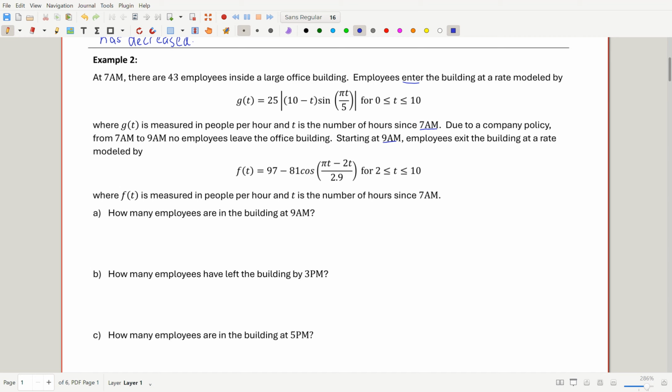Okay, so we want to know the total number of people in the building at 9 a.m. So what we have to do in a problem like that is take the 43 that were already there and add however many enter the building between 7 a.m. and 9 a.m., during which, conveniently, nobody leaves the building.